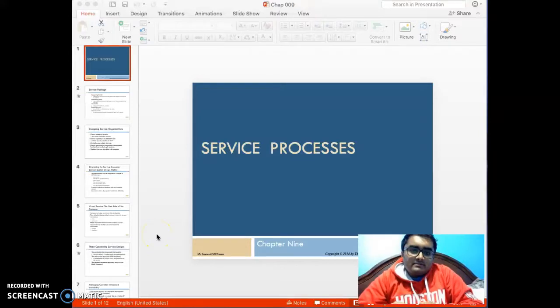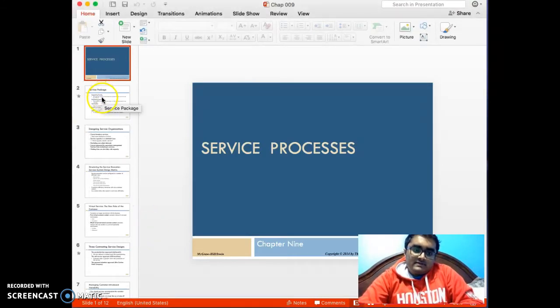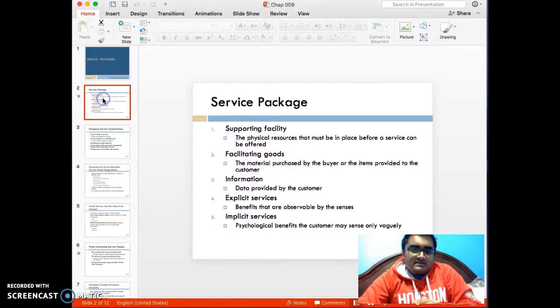Okay, so this chapter is chapter 9, and its title is service processes. A service process contains a service package, which includes a supporting facility, like where the service is. It could be a store like Walmart.